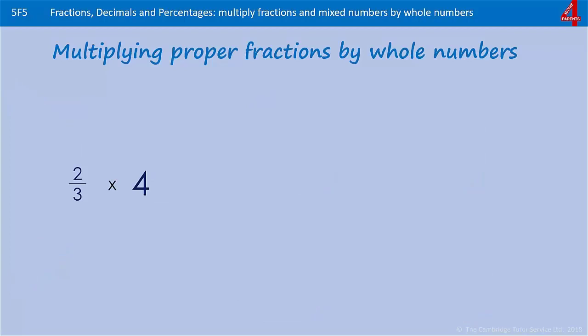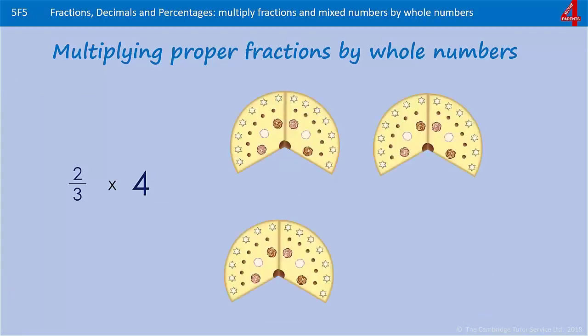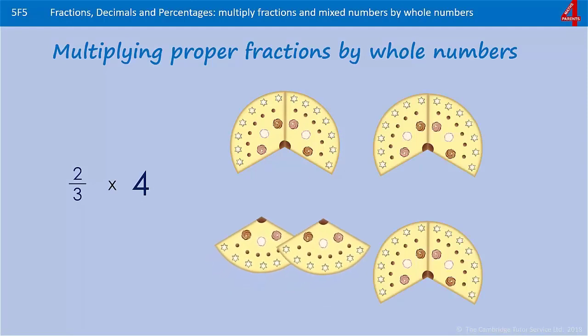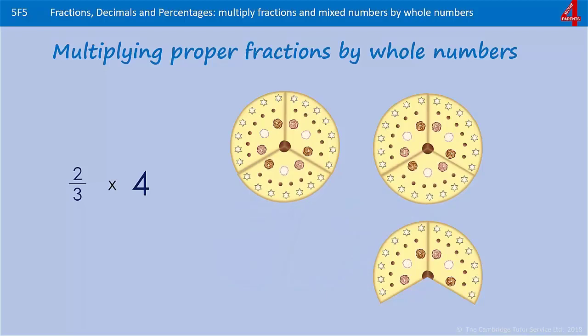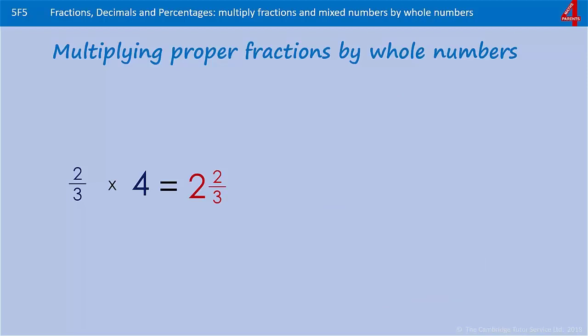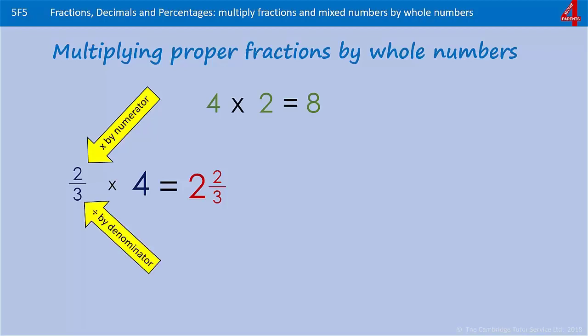2/3 multiplied by 4. Here we have our 4 lots of 2/3, and we look at how many cakes we have. We actually have a bit left over this time. We have 2 whole cheesecakes and 2/3 left over. So we have 2 2/3 of a cheesecake. Using the numbers for this one, multiply that 4 by the numerator. That's 4 times 2 is 8. Then we're going to take that 8 and divide it by the denominator.